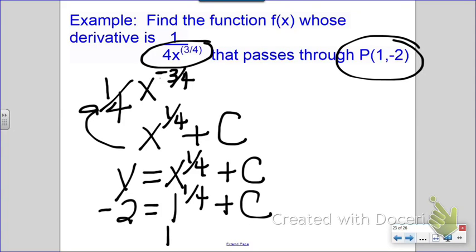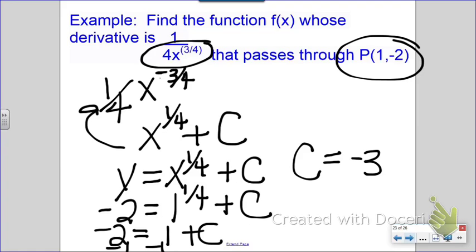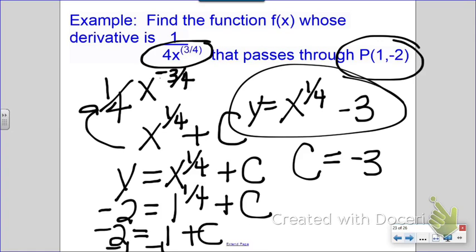1 to any power is 1. Subtract 1 from both sides. Now I know if I'm passing through the point (1, -2), that my constant is going to be negative 3. So my function was x to the 1/4 minus 3. That checks with the derivative of the original up here at the top.